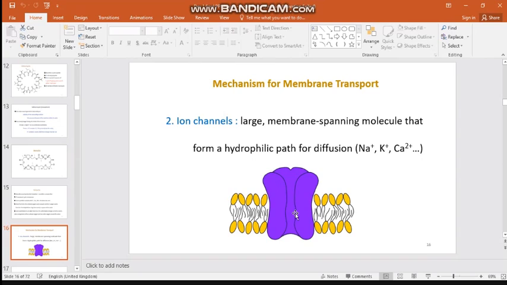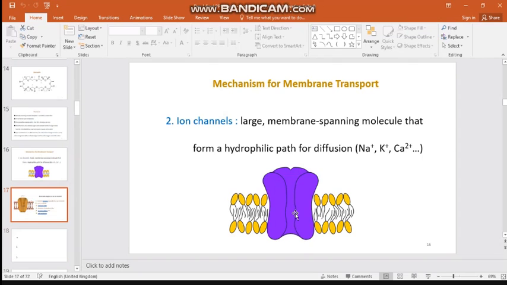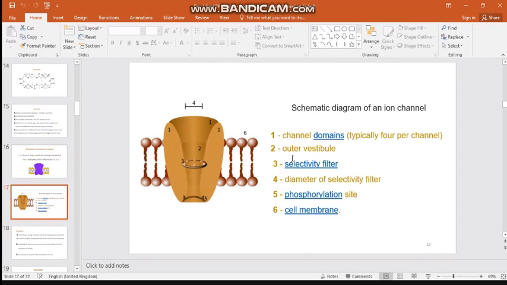So what is its characteristic? It is hydrophilic in nature. Then only it can allow the charged cations. These are the various parts present in the ion channel. First is the channel domain, through which the ions will come out. Second is the outer vestibule, and third is the selectivity filter. This is the filter which selects the metal ion. Depending upon the ionic radius, the metal ion will be transported.